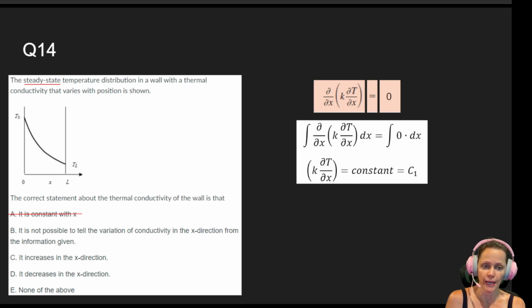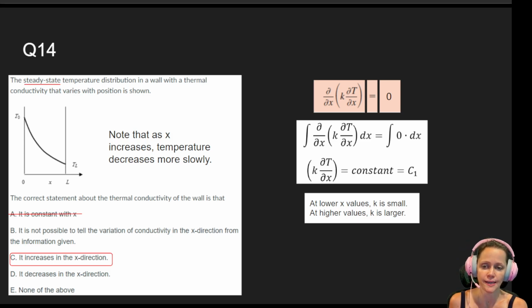And so if that product is equal to a constant, well, let's look at our temperature distribution. So dT/dx, remember, that's the slope. So dT/dx is clearly not a constant from 0 to L. And so k cannot be a constant from 0 to L, because how else would the product of two non-constants be some constant? So it can't be A.